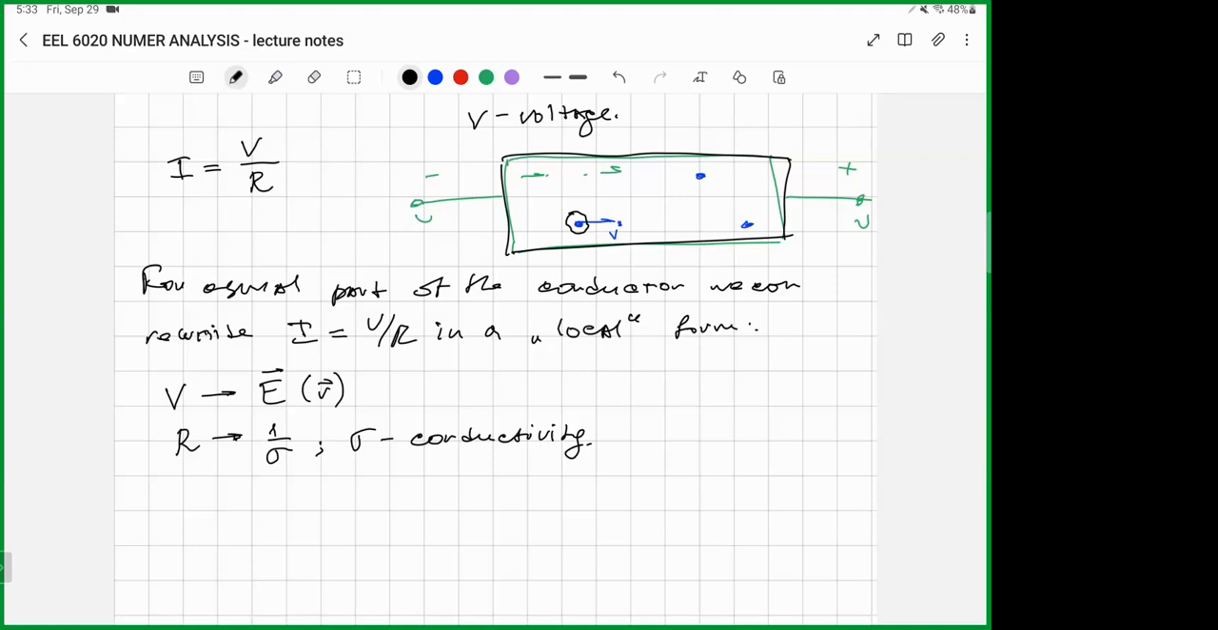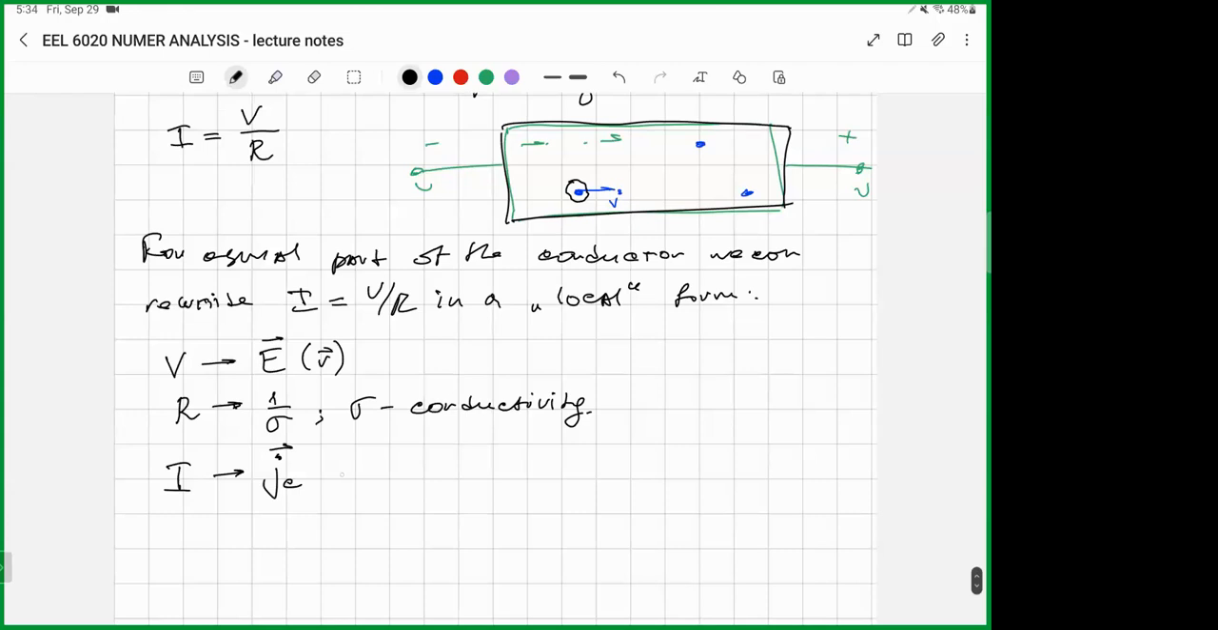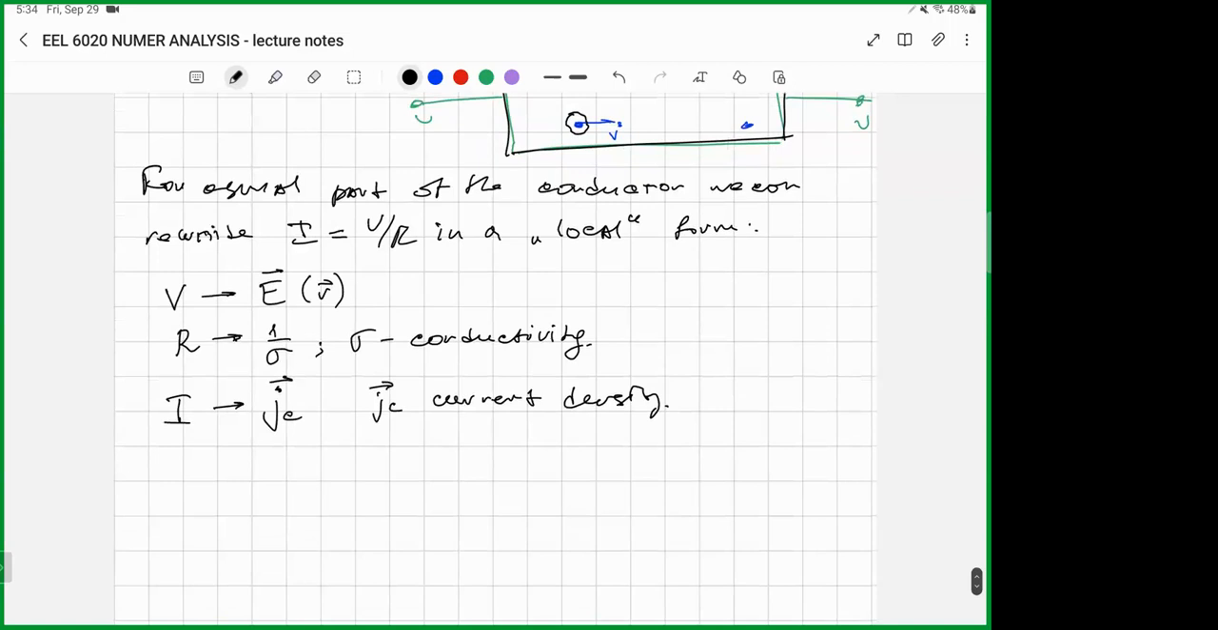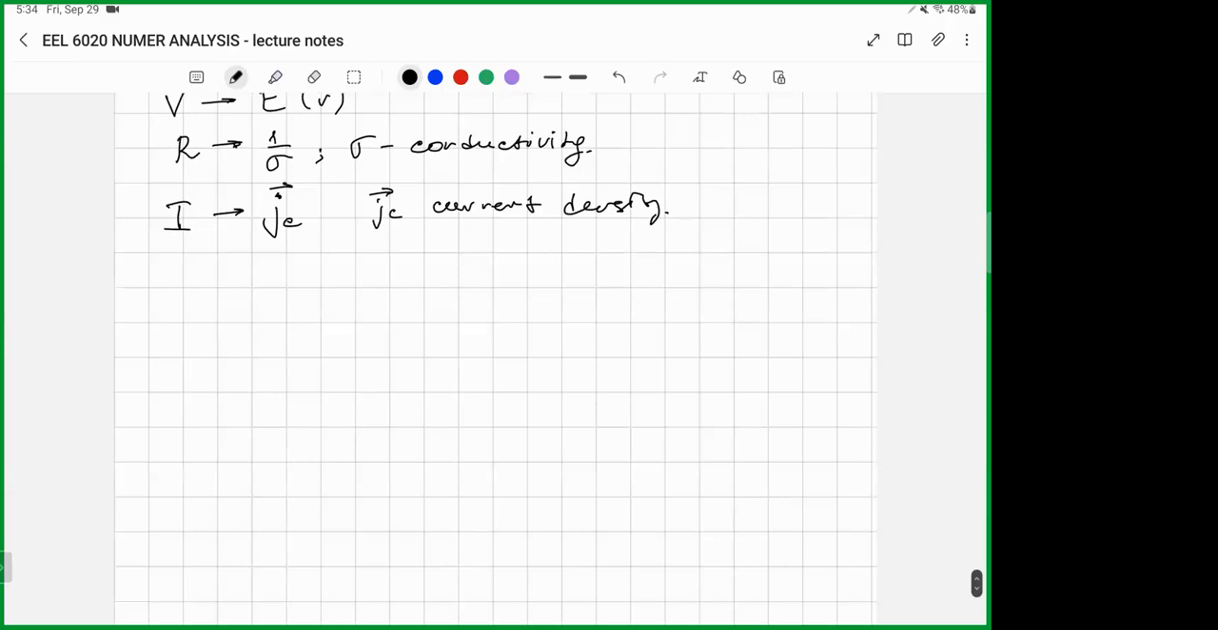And finally, the current, right? So again, this current is like a global current that goes through the conductor. But what is the local characteristic of the current? The local characteristic, of course, is the current density that we introduced already. So this is the current density. Okay, current density. And this way we come from this formula here, from the global Ohm's law, to the local Ohm's law or differential Ohm's law, which is the current density j equals sigma times E. Okay.